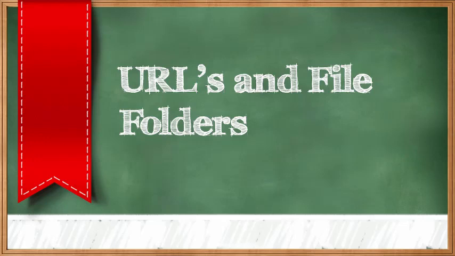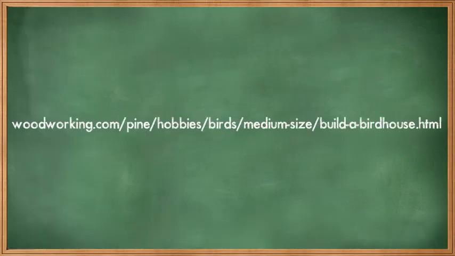How should you organize your URLs and file directory structure? There used to be a surprising amount of debate about this, and sometimes you will encounter people using very elaborate subfolders. Their URLs would look something like this. In this example, we're looking at the URL of a page on a woodworking website, and assume they were selling a birdhouse hobby kit. So you'd see a very wordy file folder structure like this: woodworking.com/pine/hobby/bird/medium-size/how-to-build-a-birdhouse.html.